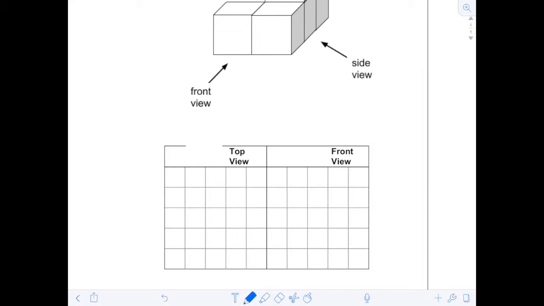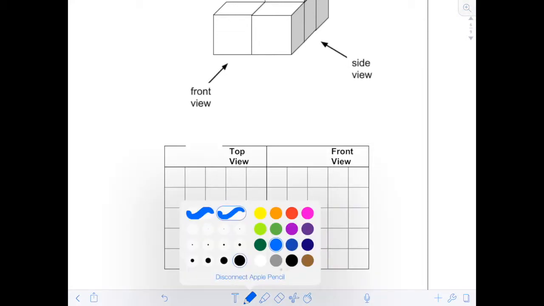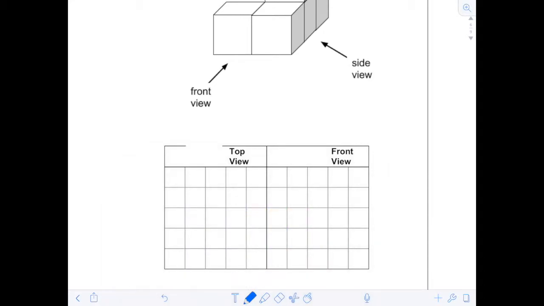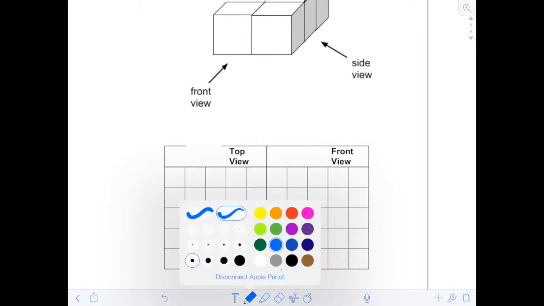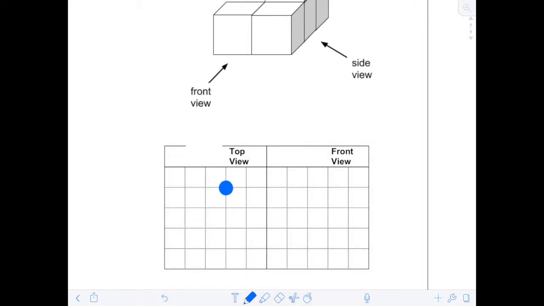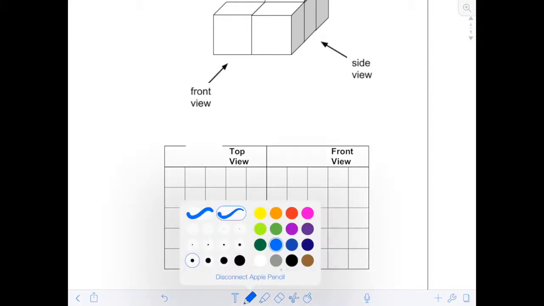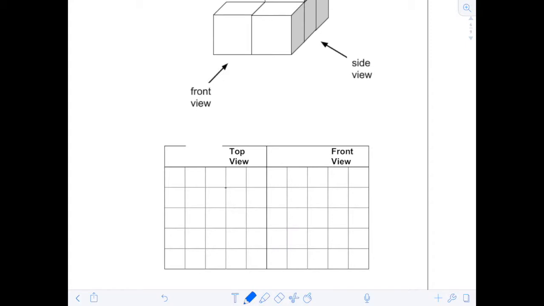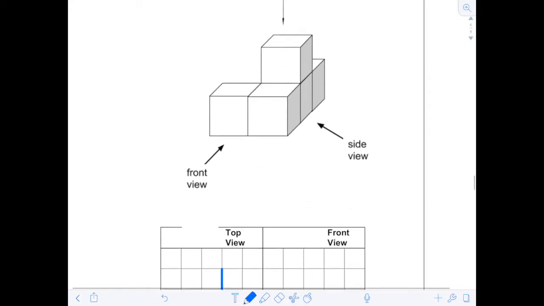Let me make this super thick. So 3 cubes. Oh, is that too big? Sorry, I scared myself. That's one. This is still too big. What is wrong with this? Let's use this. Yes, it's good. So the top view should look like this.